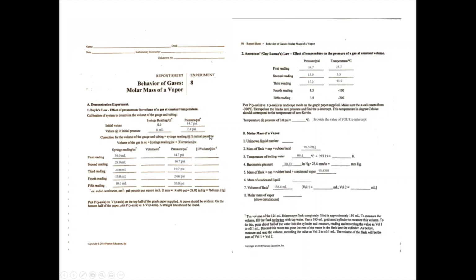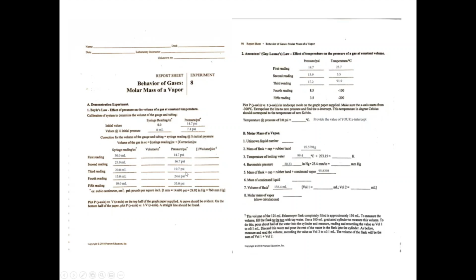So this is the calibration data. You can see that we started with atmospheric pressure, and then we had a 0 syringe reading. We pulled it back to half the pressure, and then we got a reading of 8 mLs on the syringe. So this tells us that our correction factor is 8 mLs. For the volume of the gas in cc's, you're going to take your syringe reading and add the correction factor. For example, this would be 30.0 mLs. We add 8 mLs, and treat this as an absolute value. So 30.0 mLs plus 8 mLs would be 38.0 mLs. So you add them together, and that's how you get your corrected volume.